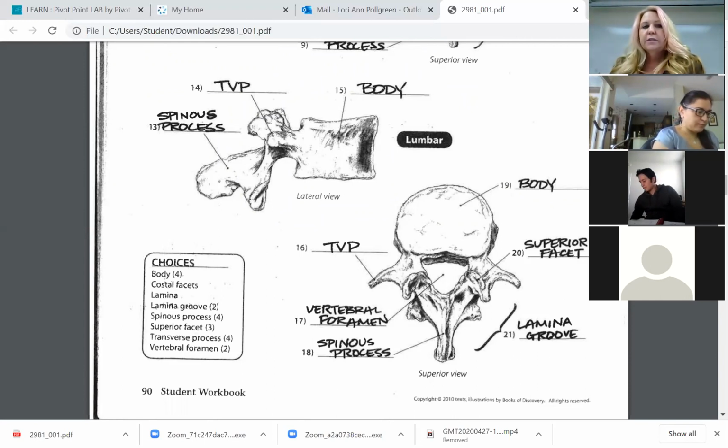14, our transverse. 15, the body. Looking at our superior view, transverse process number 16. Vertebral foramen 17, spinous process 18, 19 is the body, 20 superior facets, and 21 lamina groove. Good to move on?